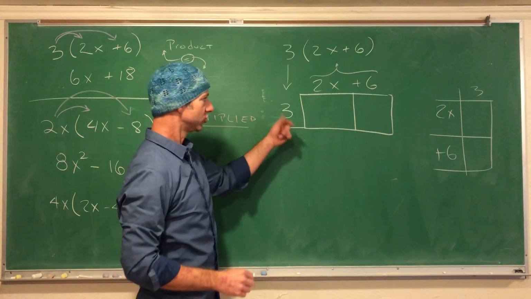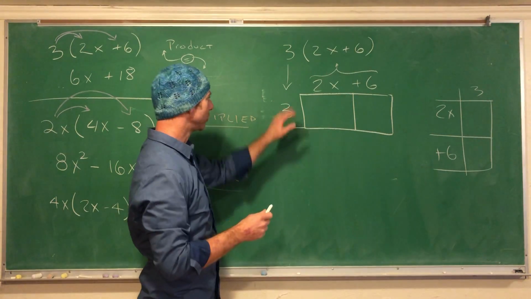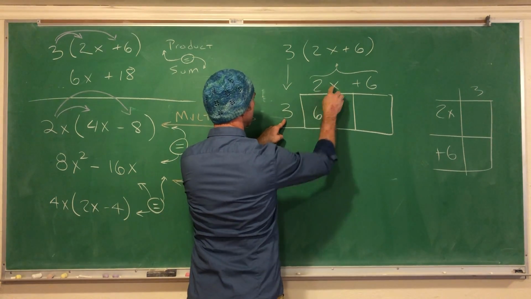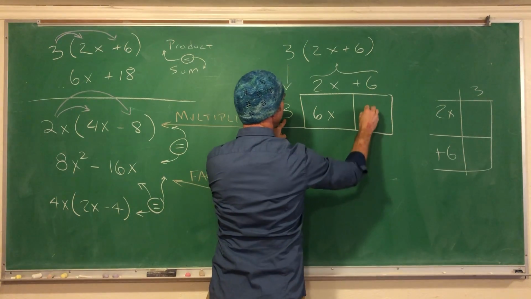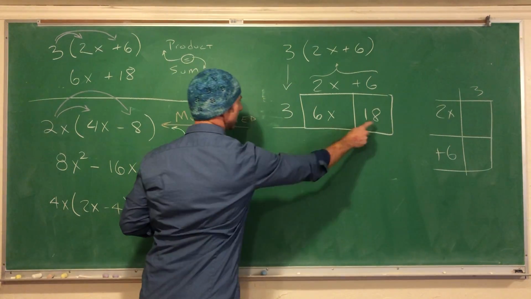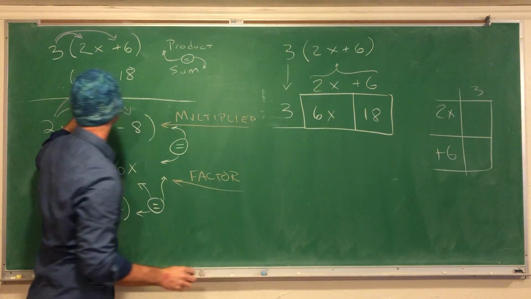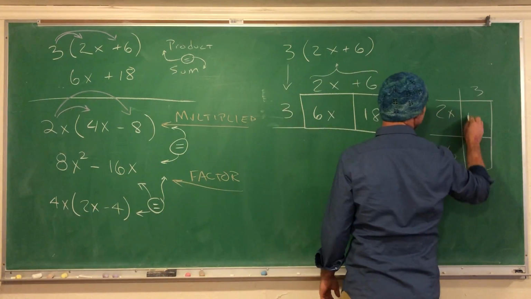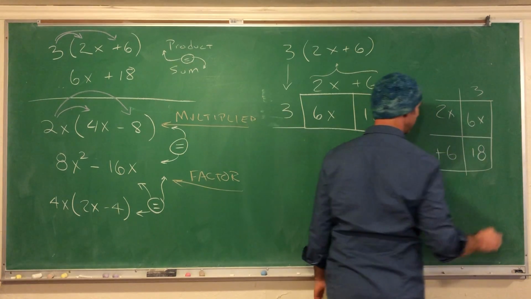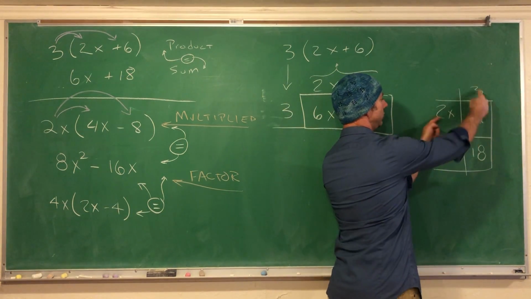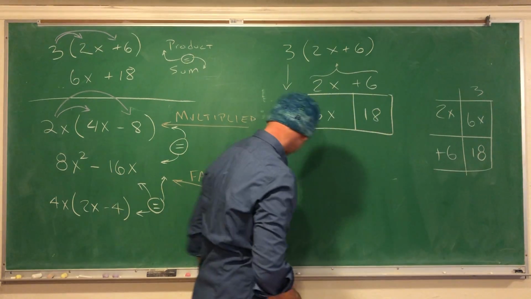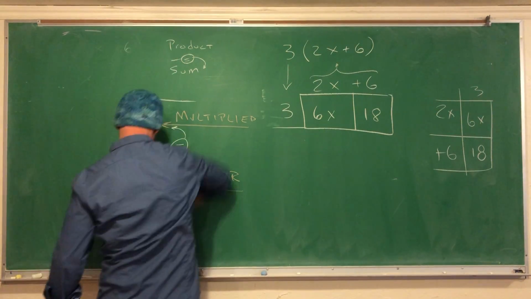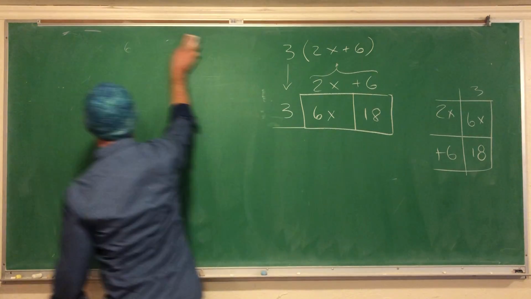The reason I bring this up, this is super powerful when we have multiple terms. You'll see that in a sec. But let's just go ahead and get through this. So 3 times 2 is 6x. 3 times 6 is 18. This, 6x plus 18 is the same as this, 6x plus 18. Okay, and I could do it over here also. 6x and 18. Where I multiply these two, then multiply these two. Okay, so let's take it one step further and really show the power of this technique.